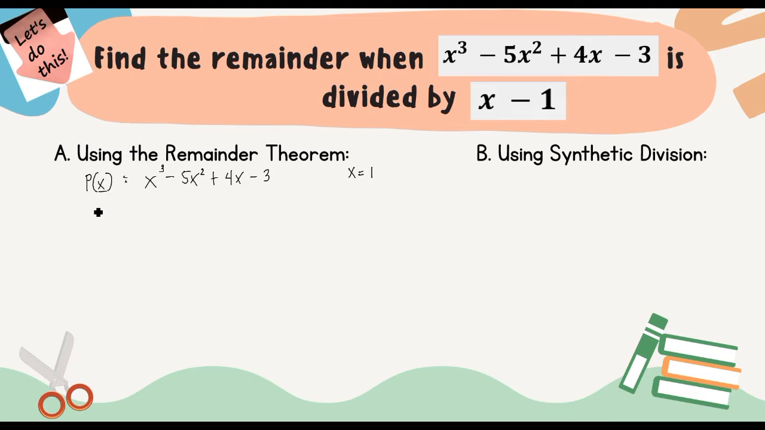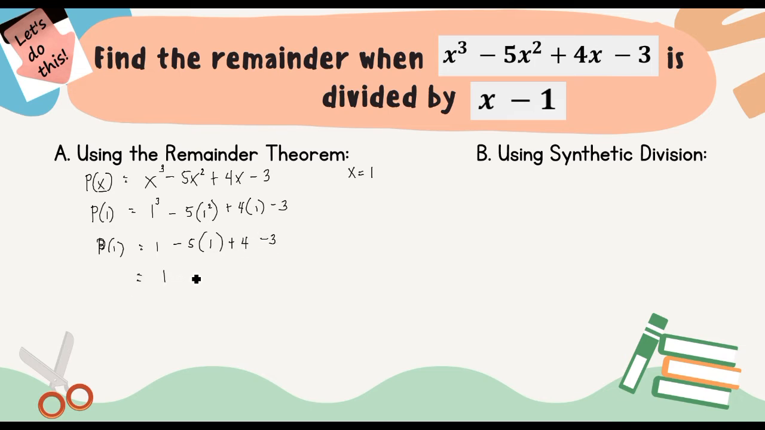So, we have to change the value of x, p of 1. Ganun din po, magpapalit din po ang value of x. Substitute the value of x, which is 1 cubed minus 5 times 1 squared plus 4 times 1 minus 3. Then, we will have p of 1 is equal to 1 cubed is 1 minus 5 times 1 squared is 1 plus 4 times 1 is 4 minus 3.